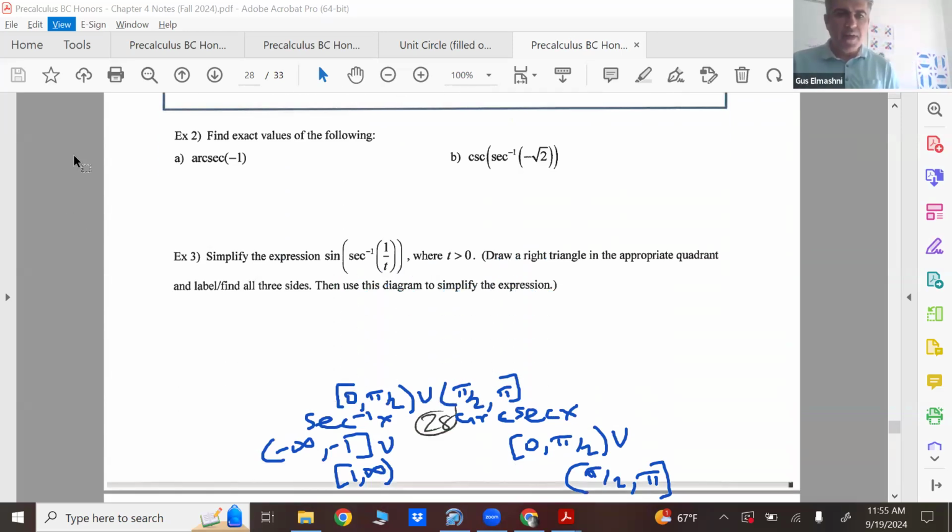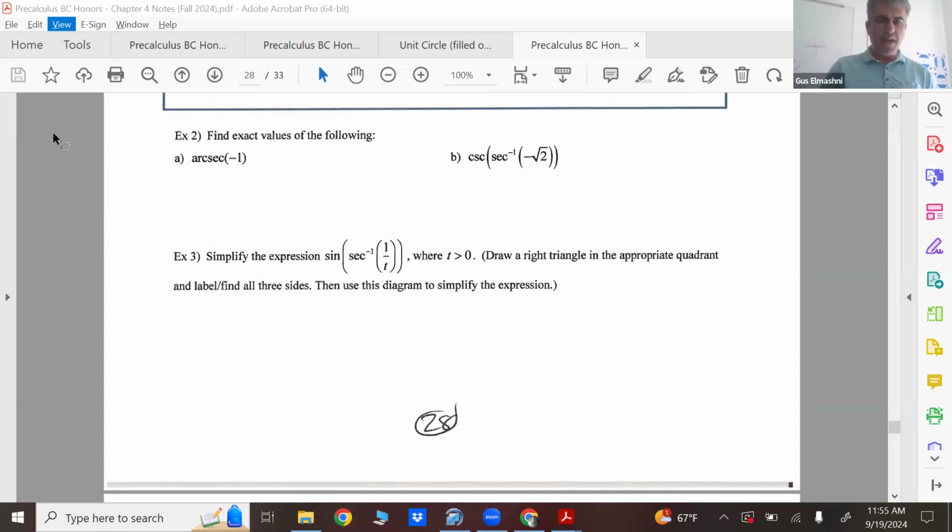Let's talk about it. Okay, inverse secant of -√2. So if you think about it, that would be the same thing as saying inverse cosine of -1/√2, because what happens if you flip it? Where does that happen? Where's cosine of -1/√2 on the unit circle? Pi, there we go. Or 180 degrees.